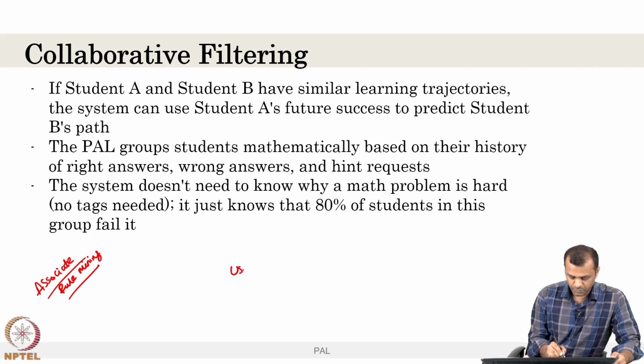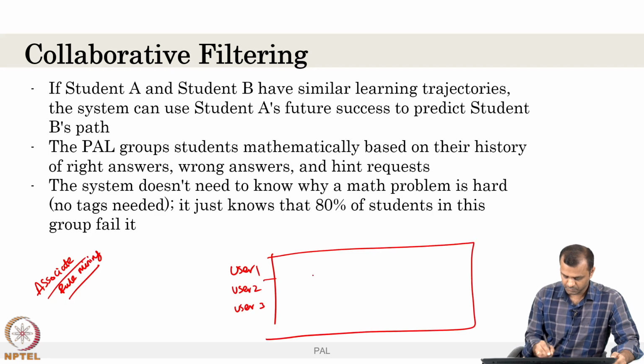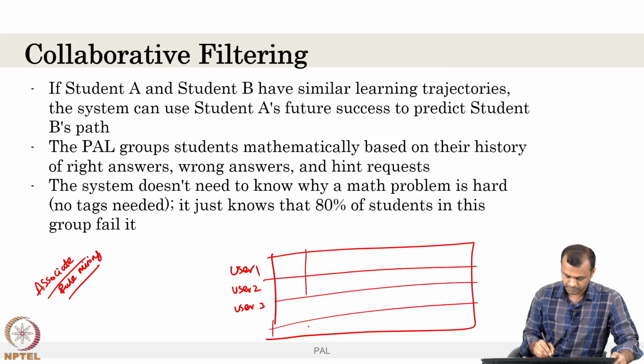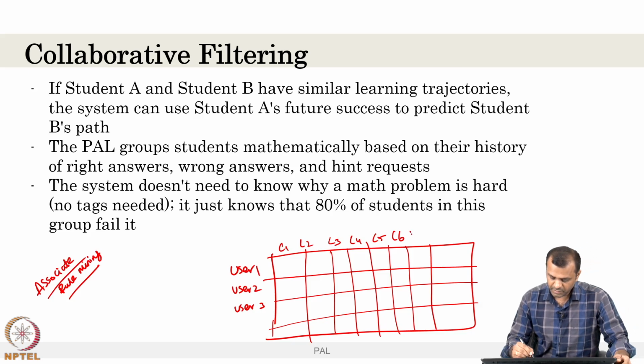So, user 1, the content 1, content 2, content 3, content 4, content 5, content 6. Okay. So, these are the recommended content.